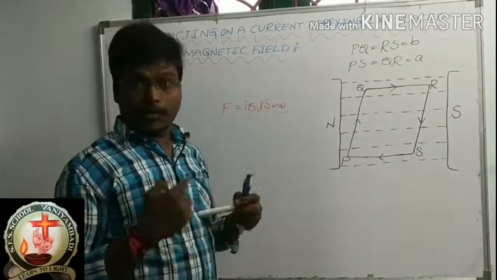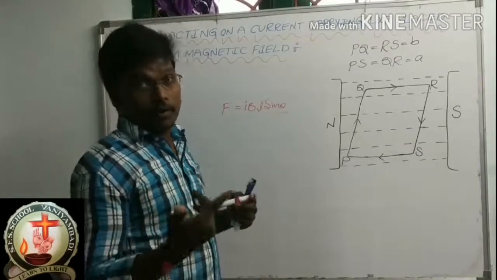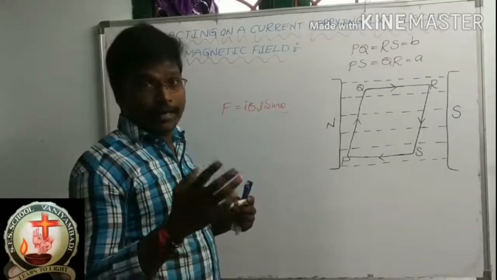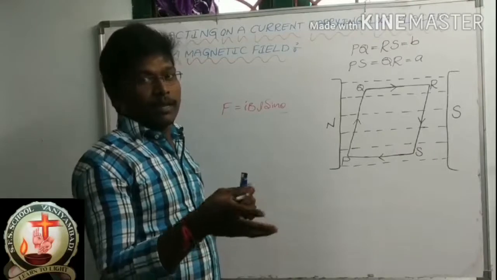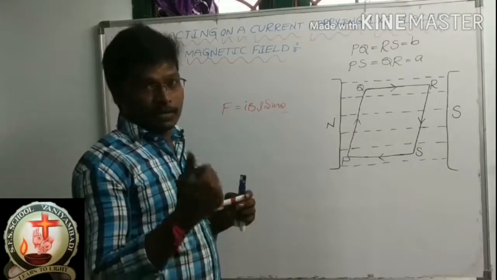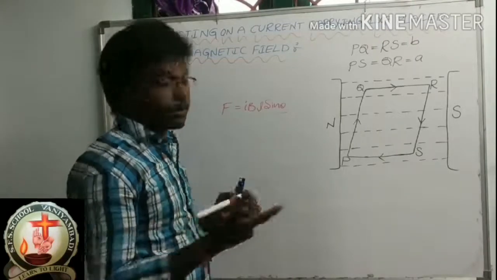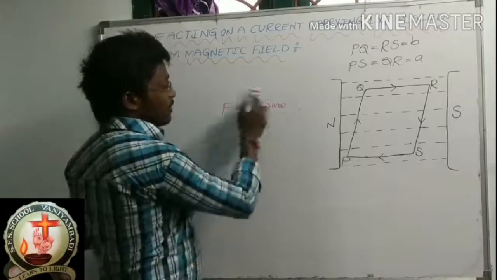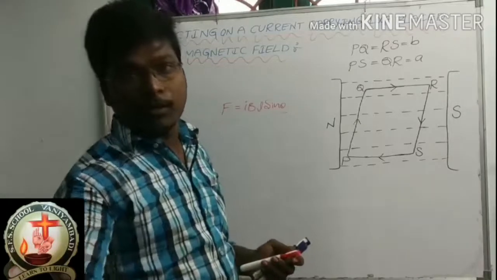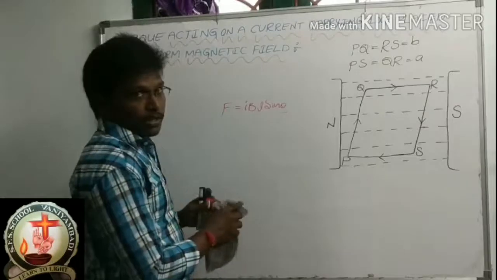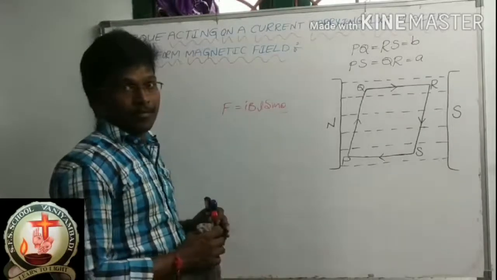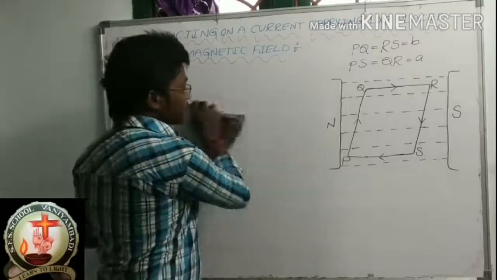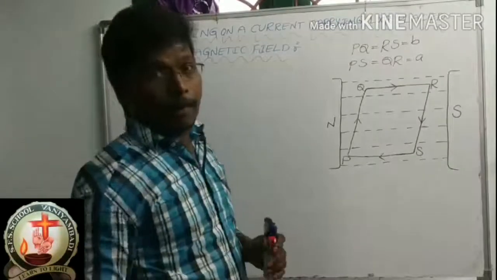Force acting on a current carrying conductor. Whenever you place a current carrying conductor in a uniform magnetic field, that conductor will experience some force. So what is that force expression? F is equal to BIL sin theta. Okay, so this is the expression. You can remember this one. The total concept today is based on this expression. So this is our topic.